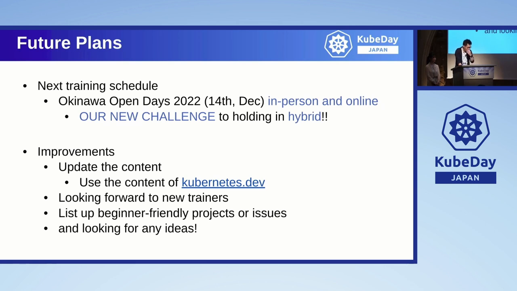One of the problems we are facing right now is our trainers all come from the same company. I really appreciate and welcome Kubernetes project contributors from other organizations joining us as trainers. We are also planning to list some beginner-friendly projects or issues for our trainees, so they won't struggle so much with how to get started and will be more likely to keep contributing. And we are constantly looking for new ideas to improve our training.